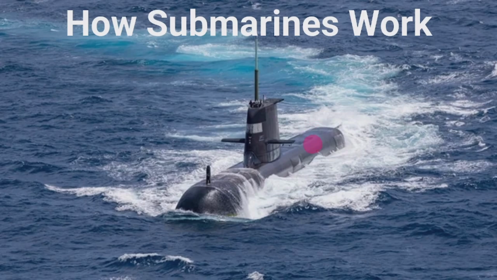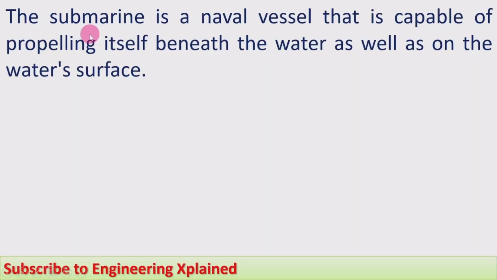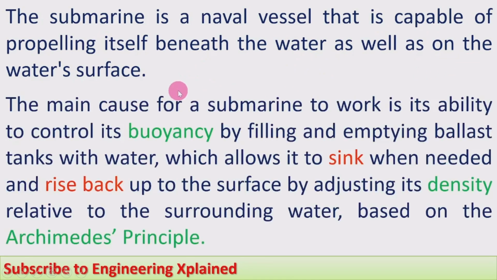And here I am going to discuss how the submarine floats and how the submarine will be submerged inside the water. And also, I'll discuss what the different components of the submarines are, and what its requirements for operation are. Its definition is that a submarine is a naval vessel that is capable of propelling itself beneath the water as well as on the water's surface.